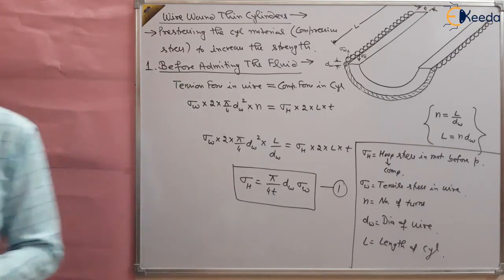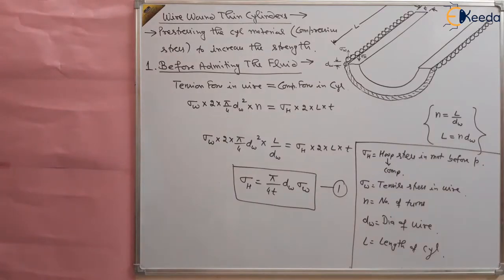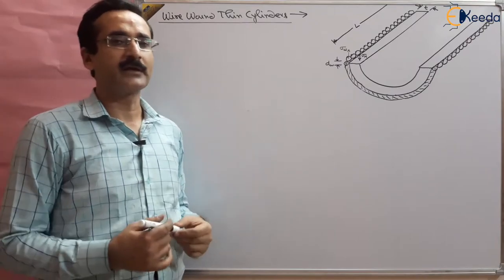Before admitting the fluid, we are getting compressive stress in the circumferential direction, that is also called hoop stress, and there is tension in wire. So both the forces, due to tensile stress in wire and due to compressive stress in cylinder, are equal. So from here we have got the relation between hoop stress and the stress in wire. Now let us take the second case.